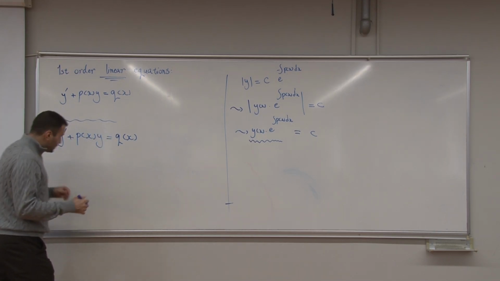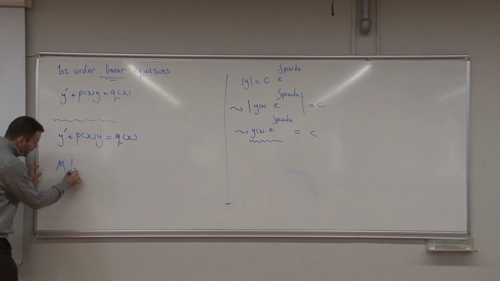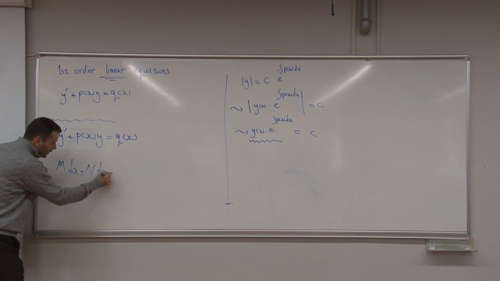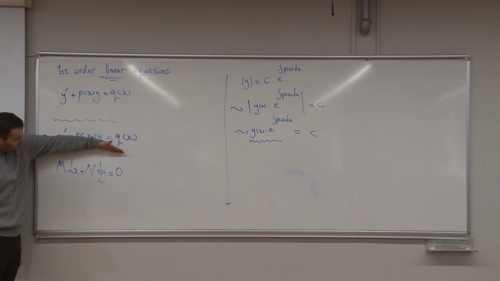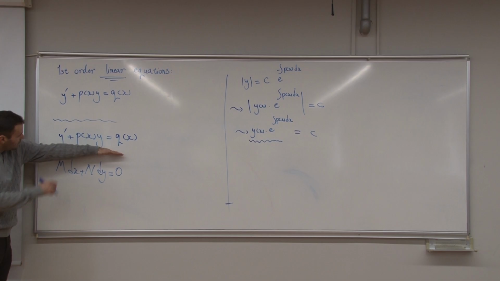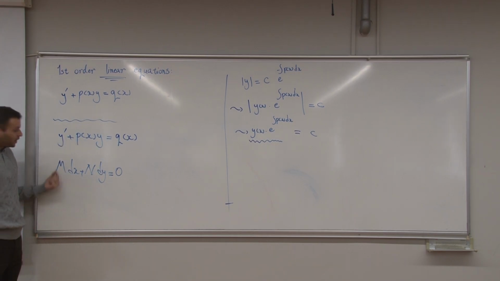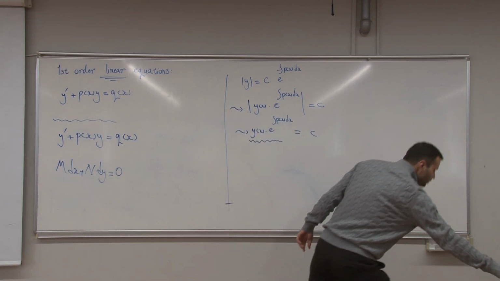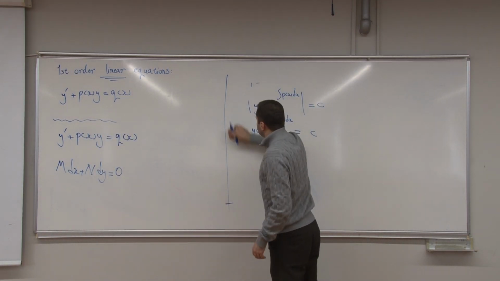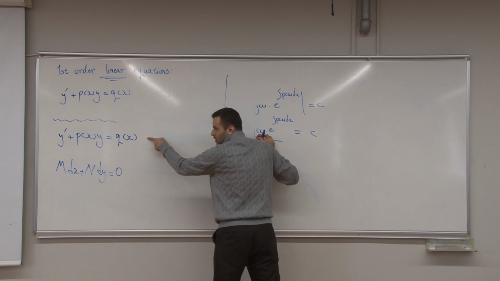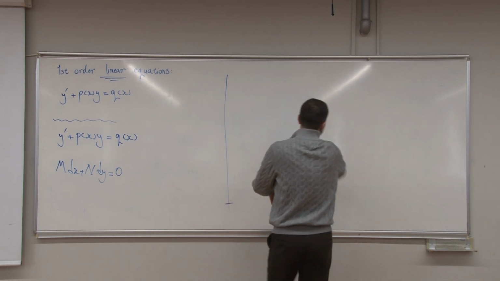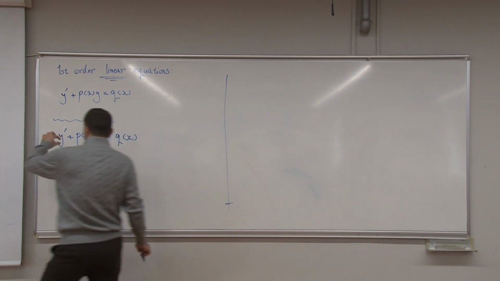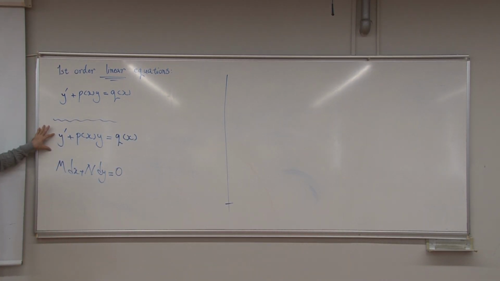What was the second case? M dx plus n dy equal to 0, such that m and n were homogeneous functions of the same degree. Is this in this form or not? Yeah, it is. Yes, we can turn it into this, right? Let's turn it and see. Let me just clean it. How can we turn this differential equation into the differential form? This is dy by dx, right?